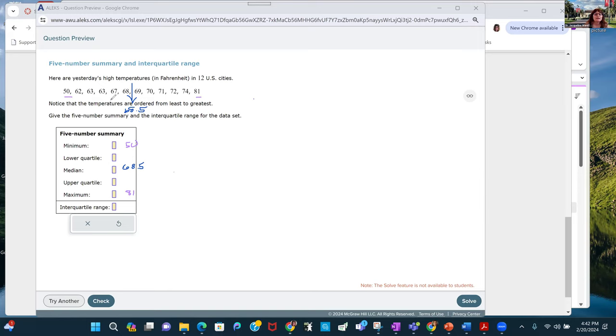And then the lower quartile, so you have six to the left. So it's going to be the average of these two, which is 63. And then for the upper quartile, it's the average of these two, which is 71.5. It's the midway point. And then the interquartile range, it's the 71.5 minus 63. So that's 8.5.